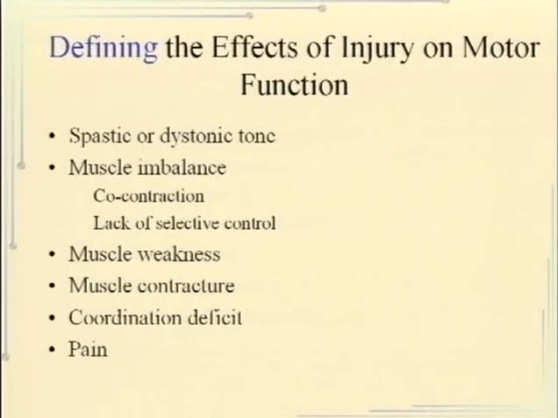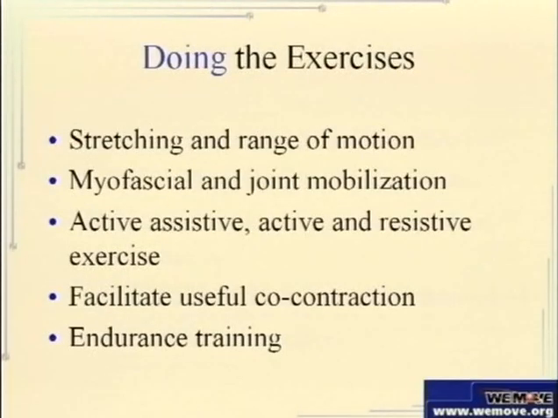Which muscles are weaker? Are there fixed muscle contractures? And we can tell that by moving limbs through a range of motion and sensing how much resistance we get to stretch and what it feels like when we get to the end of the range of motion. What your coordination is like, and whether there's pain. That's part of this gait problem that you're coming to see the physician for.